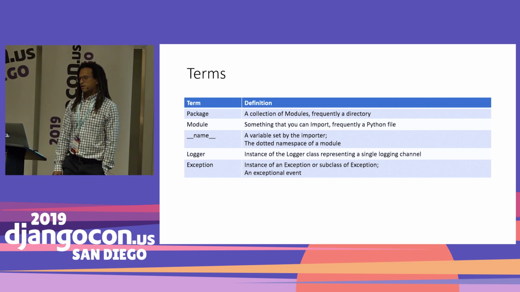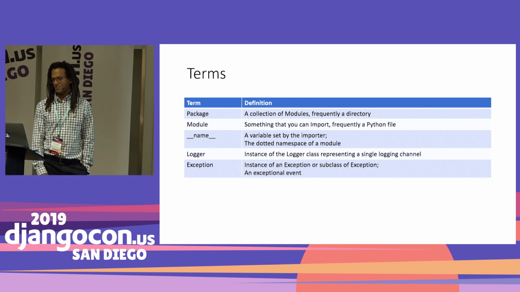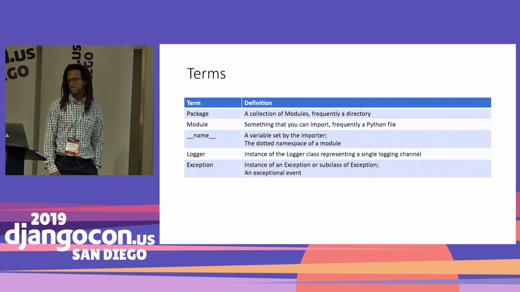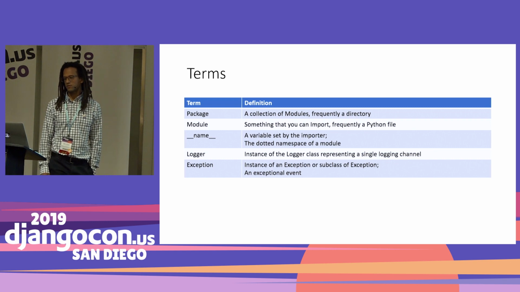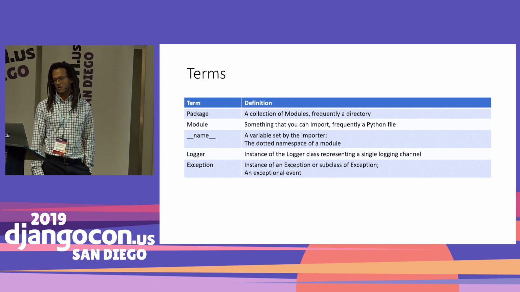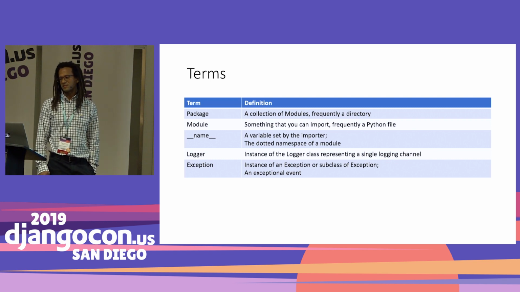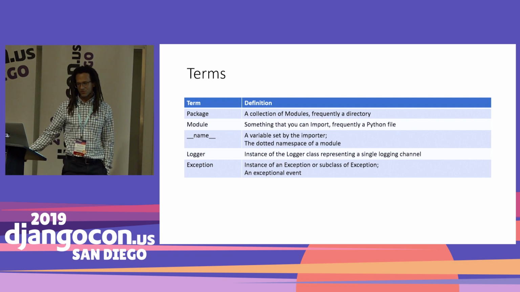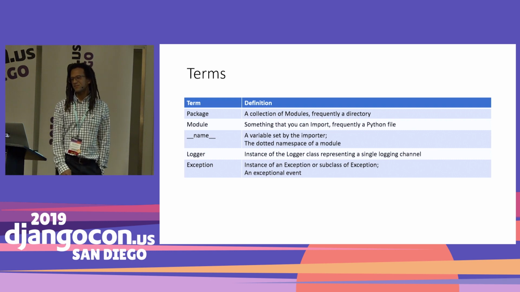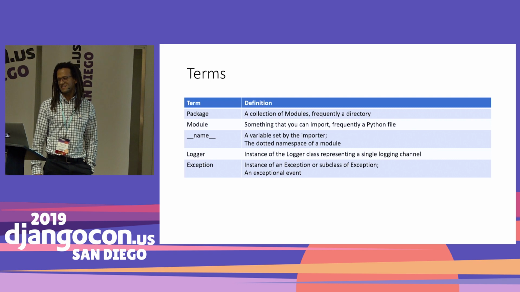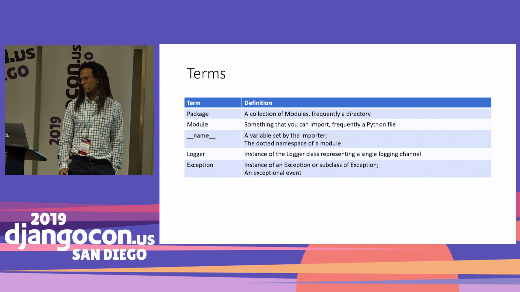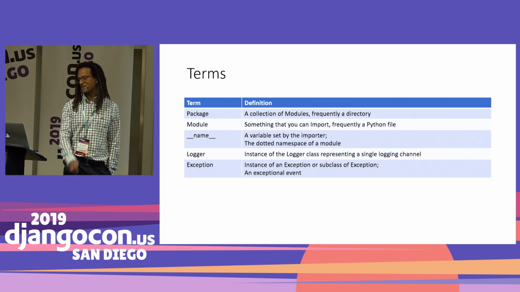Let's just quickly cover some terms to level set. A package is a collection of modules, commonly a directory. A module is a Python file or something we can import. Double underscore name double underscore is a variable that is a dotted namespace name of the module within which it is set, and it is set by the importer.